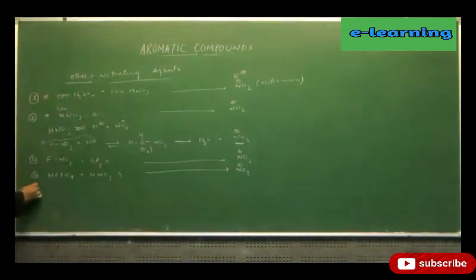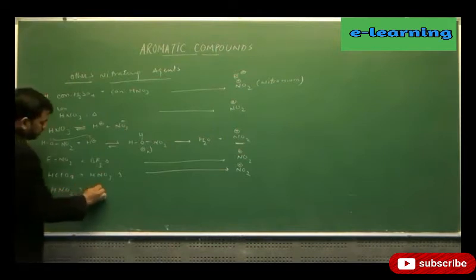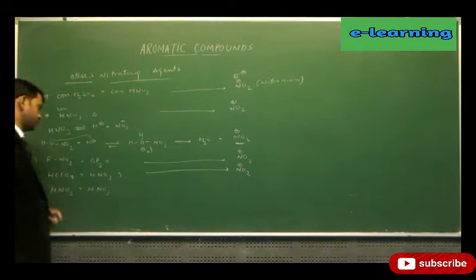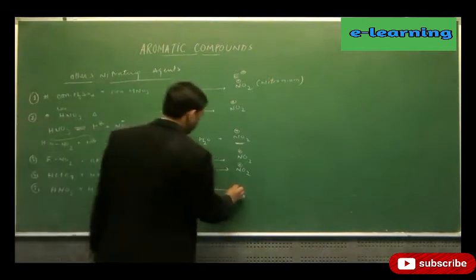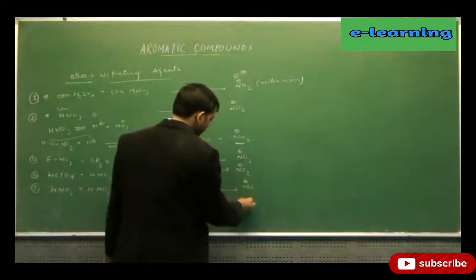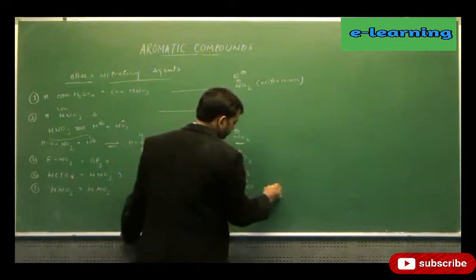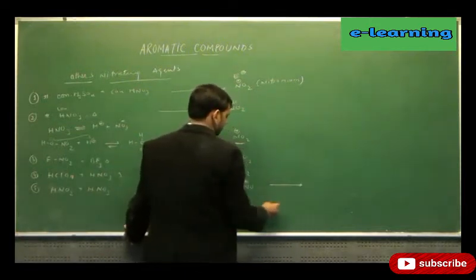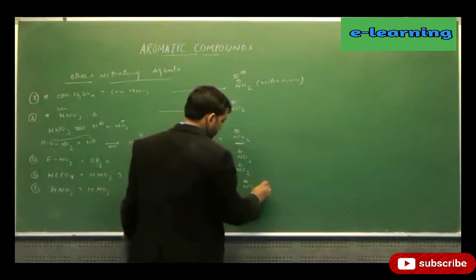Number 5, one more, it is HNO2 plus HNO3. It gives nitrosonium as electrophile, which oxidizes into nitronium. This is nitrosonium.